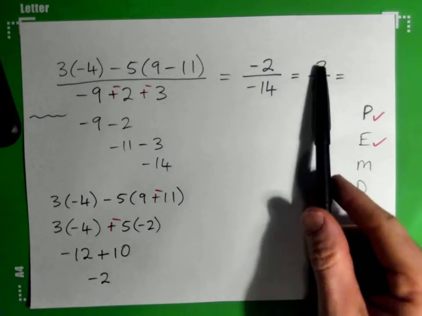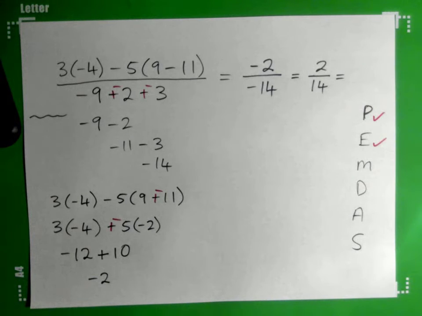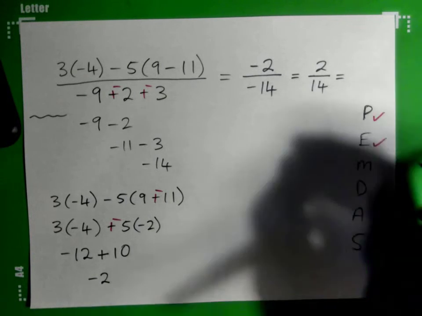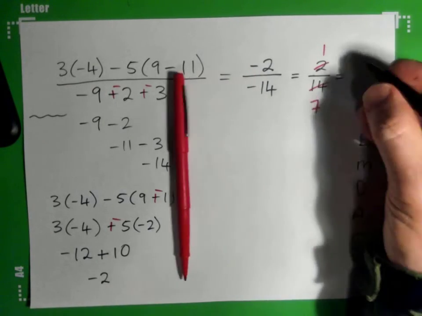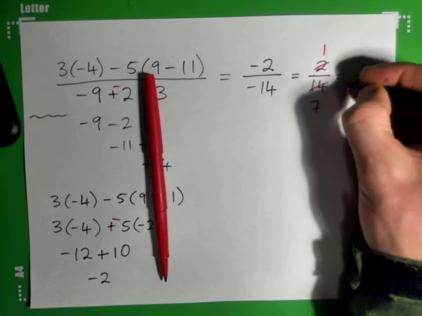Now, can we simplify that? Right? Go ahead. Good. 2 into 2 goes once. 2 into 14 goes 7 times. And we get 1/7. Perfect.